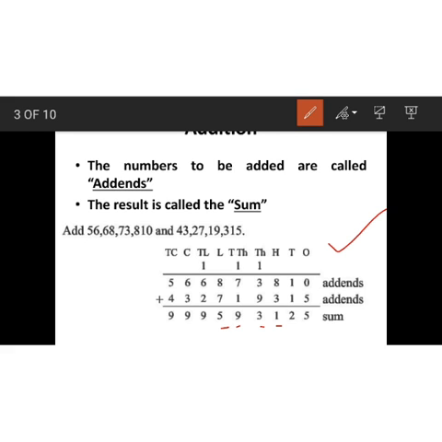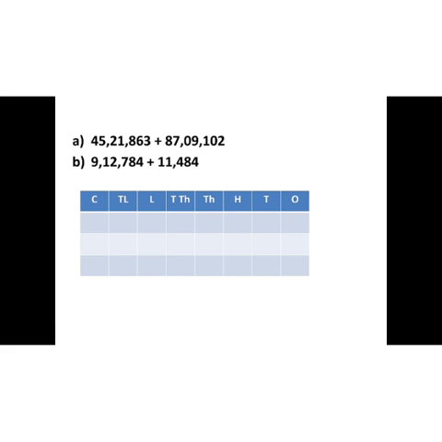Then 2 plus 6, it will be 8. Plus 1, we get 9. Then 6 plus 3, we get 9. 5 plus 4, we get 9. So, our sum will be 99 crore 95 lakh 93,125. So, now let's do some examples.